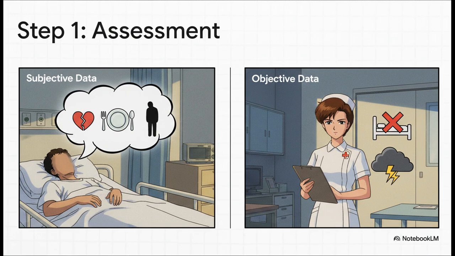This is all about collecting information, and it comes in 2 flavors. First, you've got subjective data. That's what the patient tells you, like feeling afraid or not wanting to eat. Then you have objective data. That's what the nurse can actually see and measure, like the patient not being able to get out of bed or maybe getting angry with the staff.